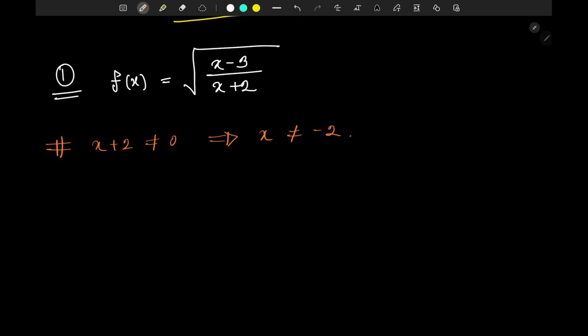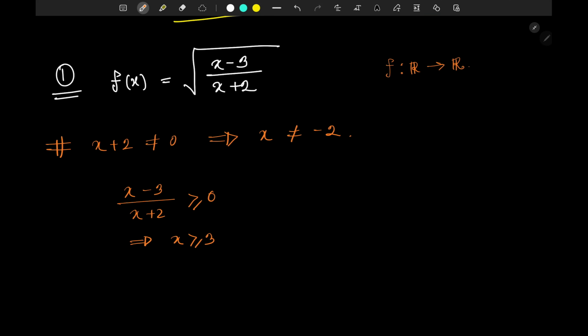Now, we have dealt with the fraction part. Now we have to deal with the square root part. The square root dictates the fact that this fraction, that is (x minus 3) by (x plus 2), cannot be negative, right? Because we are dealing with functions that take real numbers as input and spit out real numbers. That's why we argue that the number inside the square root is not negative. So one might think, okay, I'll just do (x minus 3) divided by (x plus 2) greater than or equal to 0, and that should give me x greater than or equal to 3, right?